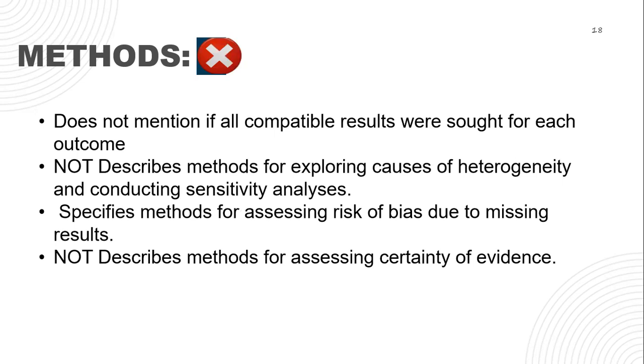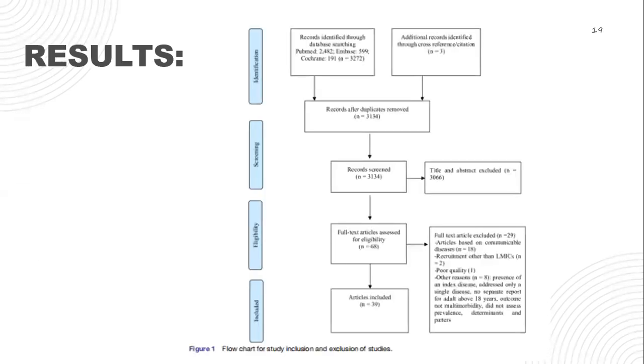However, these are the things which are not mentioned in the methods, which should be added according to the PRISMA checklist. It doesn't mention whether all compatible results were sought for each outcome, nor does it describe methods for exploring causes of heterogeneity and conducting sensitivity analysis, specify a method for assessing risk of bias due to missing results, nor describe a method for assessing certainty of evidence.